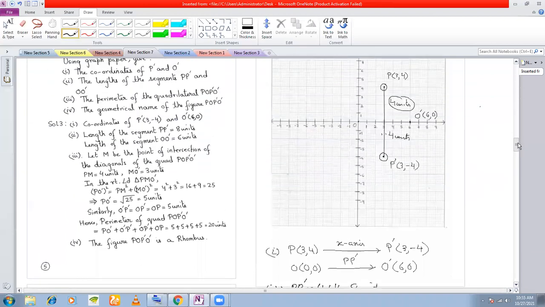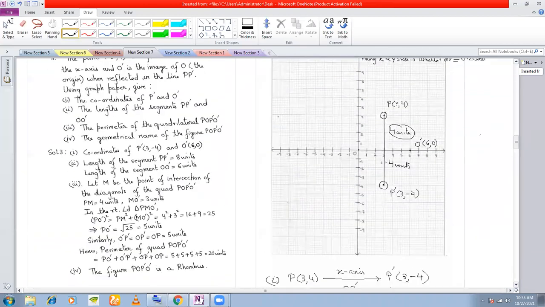And next they are also asking you OO dashed. This length here is 3 units, and this length here is also 3 units. So OO dash, what is the length? 3 plus 3.